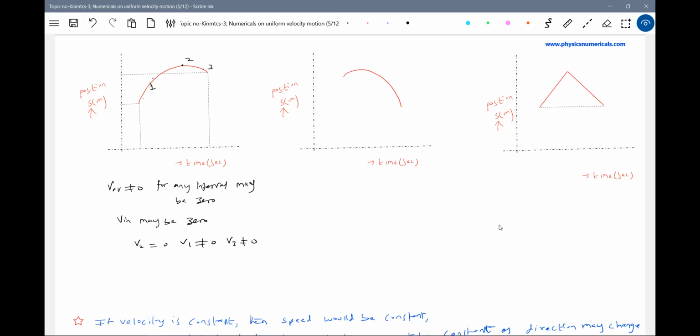I think it's the same curve. Somewhere here the slope can be 0, and at 1 it's non-zero. So is it uniform velocity motion? Non-uniform velocity motion. Similarly, again, V1 non-zero, V2 will be 0, V3 non-zero. V instantaneous may be 0; I can put that statement. What about average velocity? The same idea: for any interval, maybe 0.